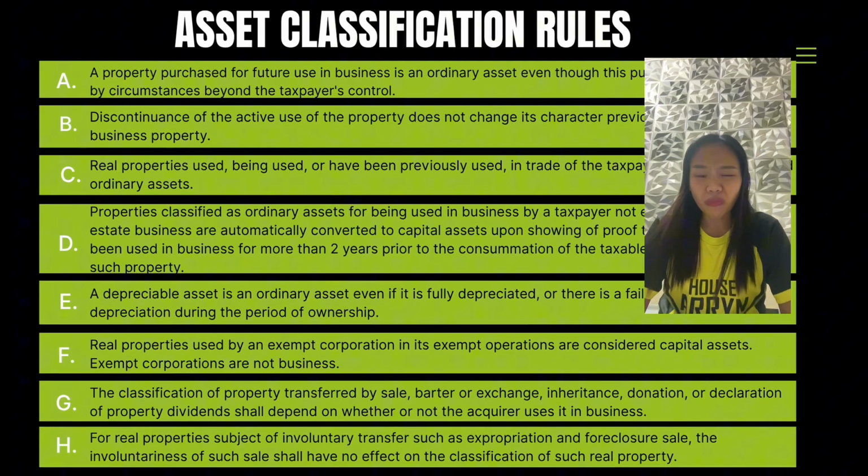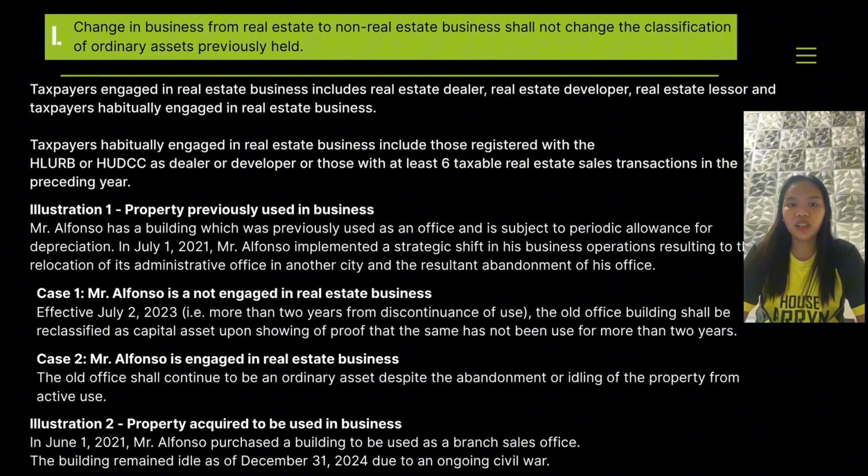Transferred. The classification of property transferred by sale, barter, exchange, inheritance, donation, or declaration of property dividends depends on whether the acquirer used it in business. Involuntary transfer. For real property subject to involuntary transfer, such as expropriation or foreclosure sale, the involuntary nature of the sale doesn't affect the classification of the real property. Change in business. Changing from the real estate business to a non-real estate business doesn't change the classification of ordinary assets previously held.